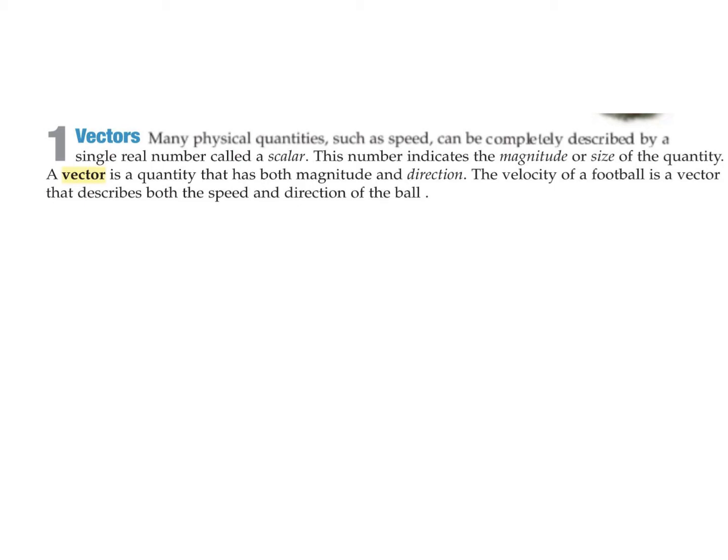Scalars are a number that indicate magnitude or size. And then vectors are a quantity that has magnitude and direction. So velocity of a football, for instance, is a vector because it describes speed and direction of the ball. So in the next slide, we're going to get through 3 examples, but a vector must have 2 pieces: magnitude, so the value of it, and the direction.